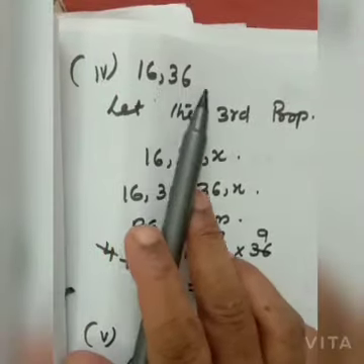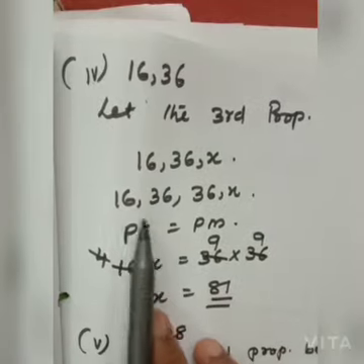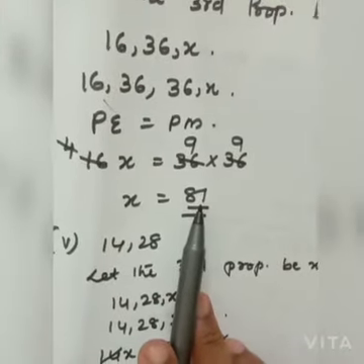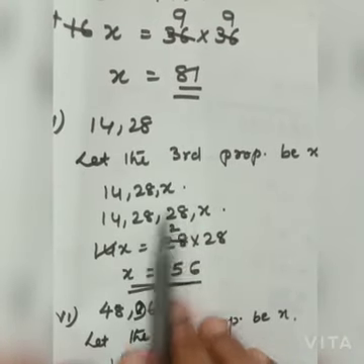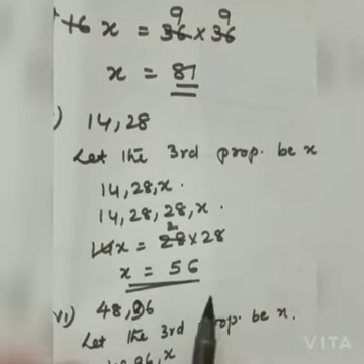16, 36. Let the third proportion be x. The middle number will come 2 times. See, product of extremes equal to product of means, x equals 81. Here also the third proportion is x. The middle number 28 will come 2 times. Product of extremes equal to product of means.